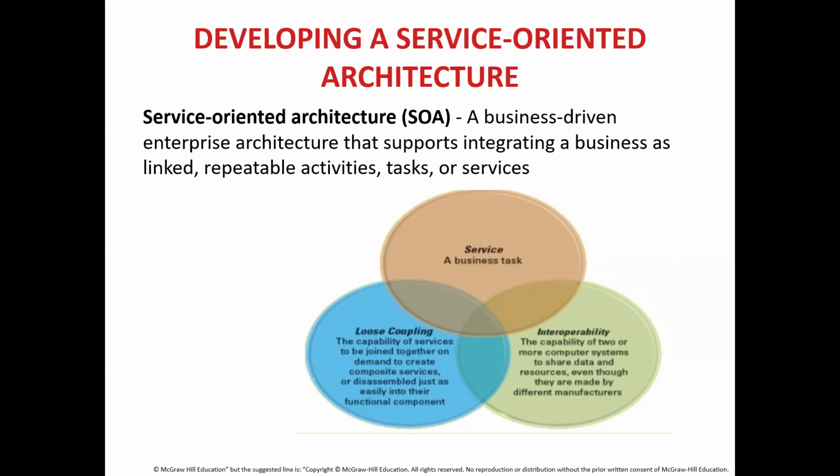Now, SOA generally includes three things: service, loose coupling, and interoperability. First of all, let's have a look at service. Service may be any business task. Interoperability is the capability of two or more computer systems to share data and resources, even though they are made by different manufacturers. A web service is an open standards way of supporting interoperability.